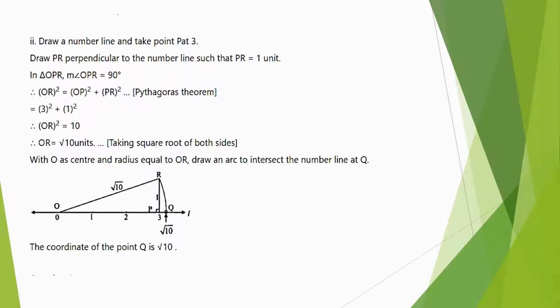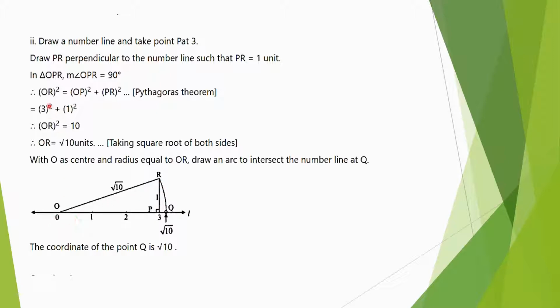Let us do question number 2 of question number 3, that is, represent root 10 on a number line. Draw a number line and from origin O we take 3 units and name it as P. At P we have to make a perpendicular PR such that PR is equal to 1 unit. Join OR.